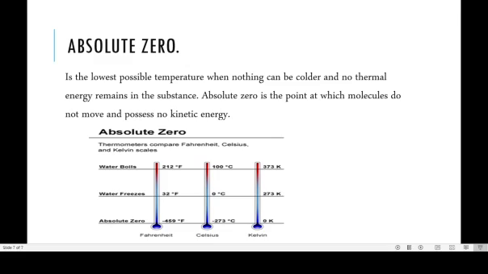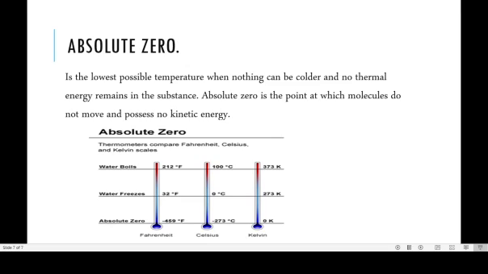Right. So if you look at these three scales, you can see that on the Fahrenheit scale, absolute zero is minus 459 degrees Fahrenheit. On the Celsius scale, it is minus 273 degrees Celsius, and on the Kelvin scale, it is 0 Kelvin. So Fahrenheit minus 459, Celsius minus 273, and Kelvin 0 Kelvin.